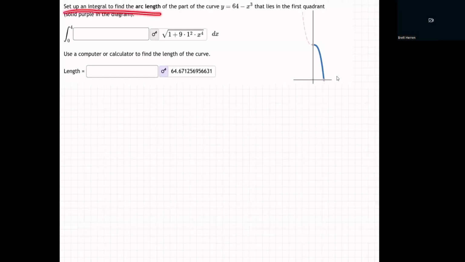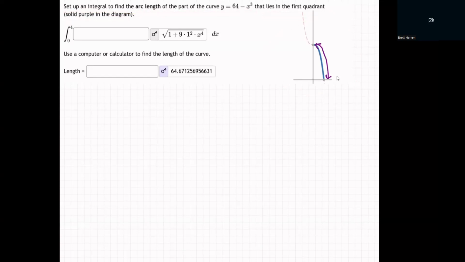Set up an integral to find the arc length of the part of the curve y equals 64 minus x cubed that lies in the first quadrant, solid purple in the diagram. So we have this diagram, it'd be this section right here. We want to know how long is that little arc length? How long is the arc length?